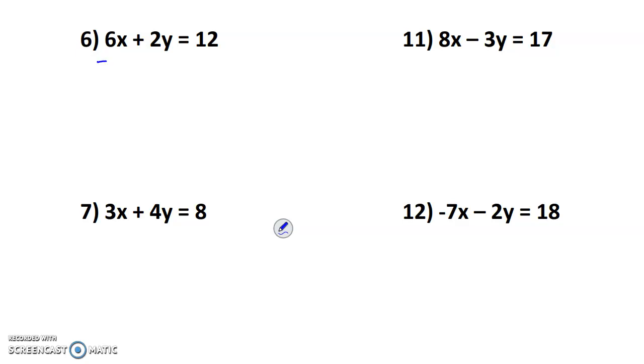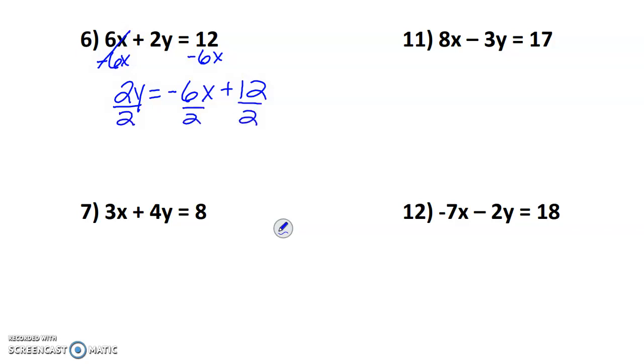So because the 6 is positive, I'm going to subtract 6x from both sides. That will leave me with 2y equals, and then in my order, a negative 6x plus 12. And then from here, I need to get rid of the multiplication, so I'm going to divide. I make sure to divide everything so that y is equal to a negative 3x plus 6.